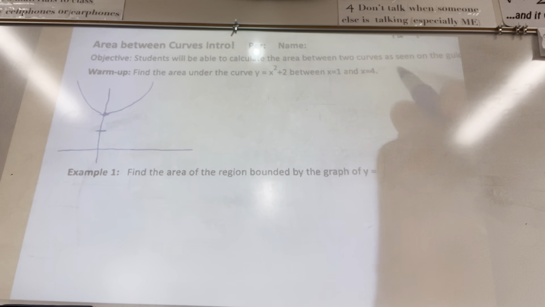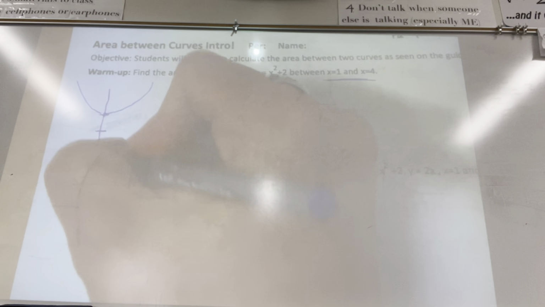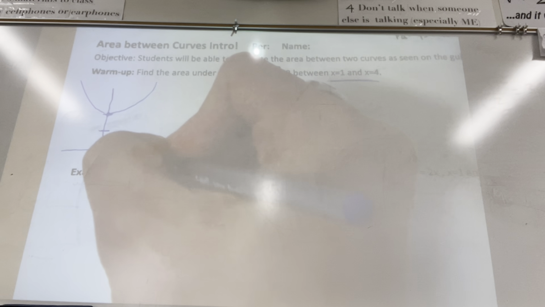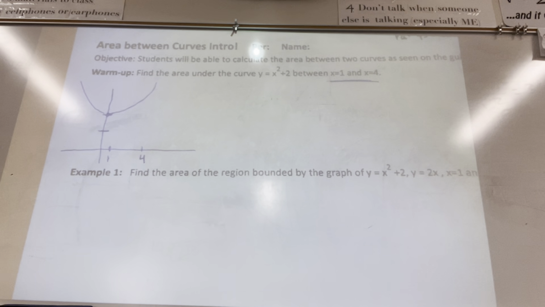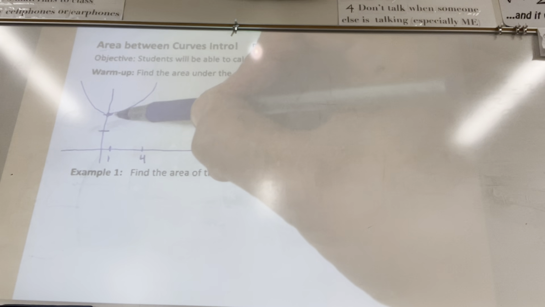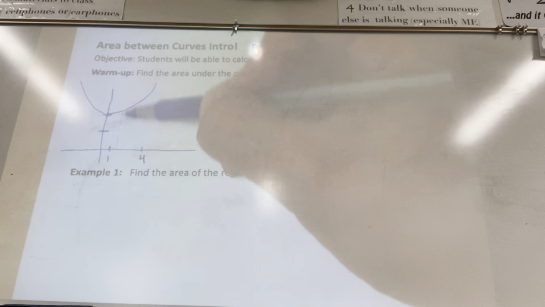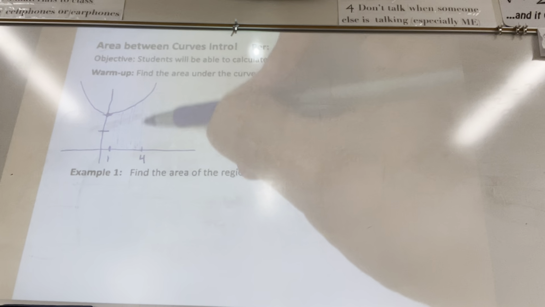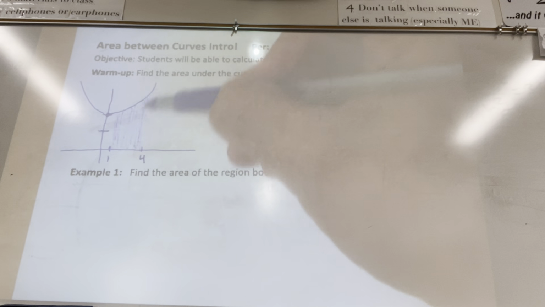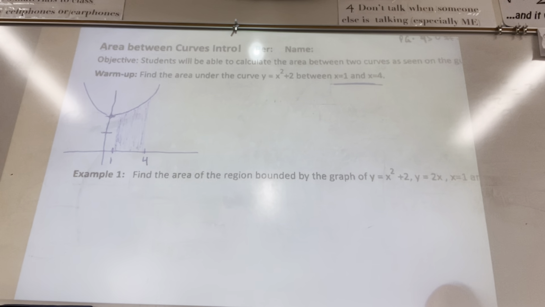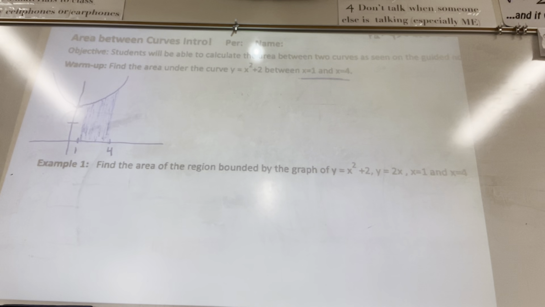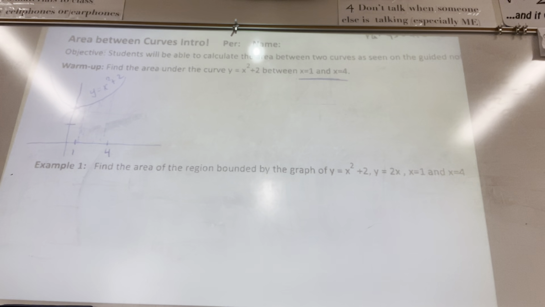And it's asking me to find the area between which two numbers? Okay, so we're gonna kind of fit it in here. X equals 1 and x equals 4. So it's asking you to find this area right here. If you have a pencil, you can shade it in. Before calculus, that would have been impossible to find. But with calculus, we can find that. Now this is y equals x squared plus 2, where?